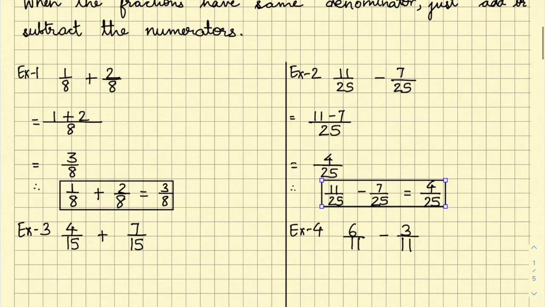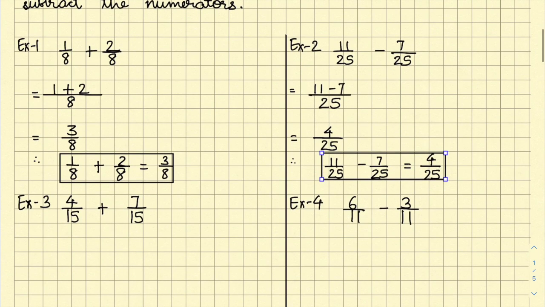Now the next example, 4 over 15 plus 7 over 15. Here again the denominator 15 is common or the same. So you simply add the numerators. 4 plus 17 gives 21 over 15.